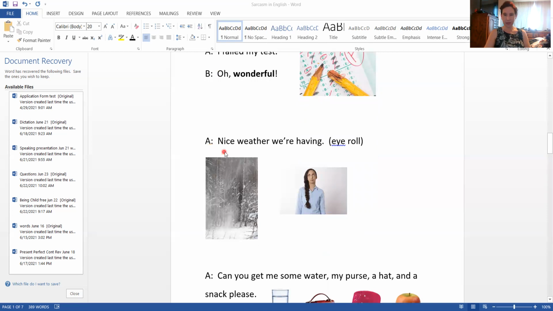Many people in Canada use this one. On a day when the weather is terrible, someone might say, "Nice weather we're having," and roll their eyes at the same time. Of course, if it's a snowstorm, "nice weather we're having" does not make a lot of sense. Therefore, we know they're being sarcastic.